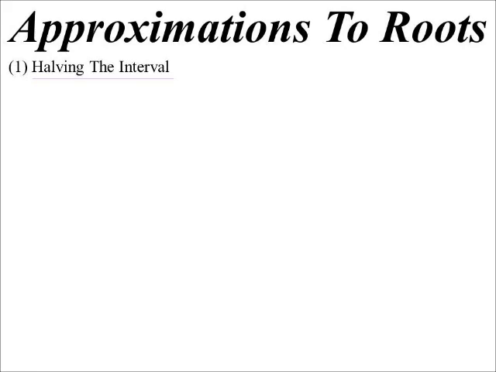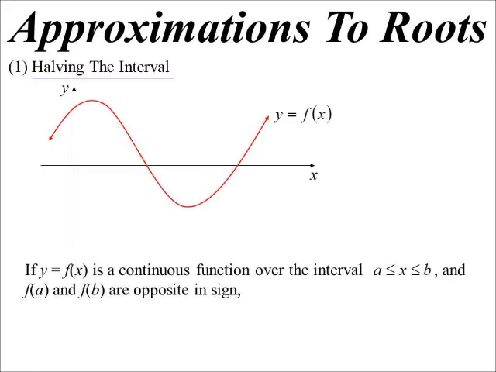Some equations are just too difficult to solve, and an approximation sometimes will suffice. So we're going to look at two methods. The first one's a very basic idea, simply what we call halving the interval, and it works very nicely if the curve's continuous. So that's the key. The curve has to be continuous over a certain interval that we're investigating.